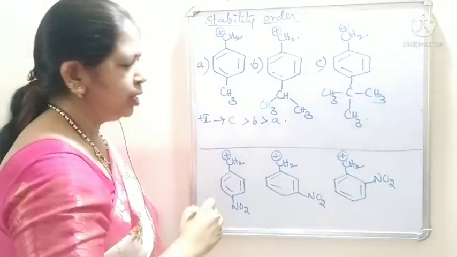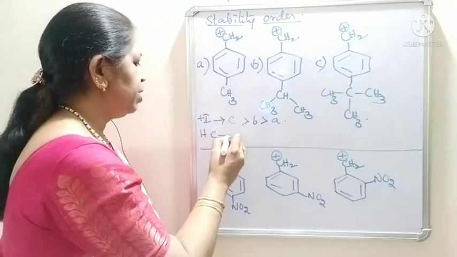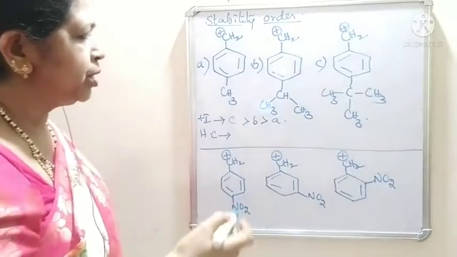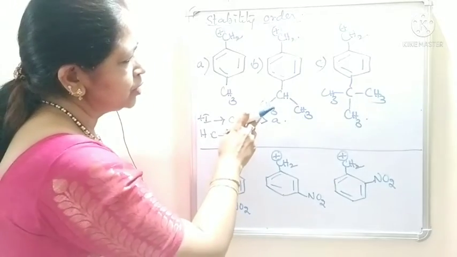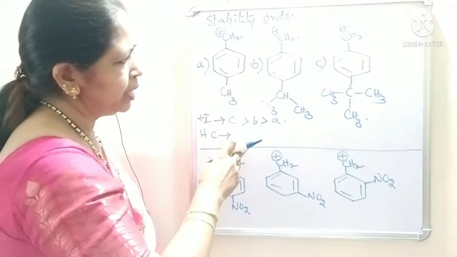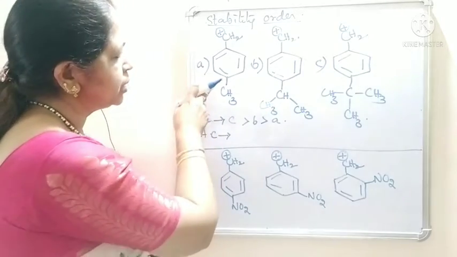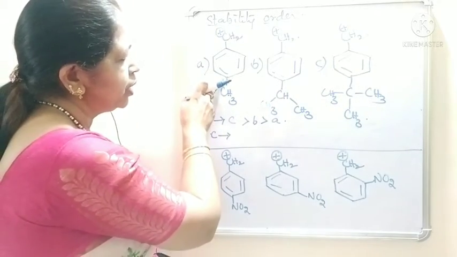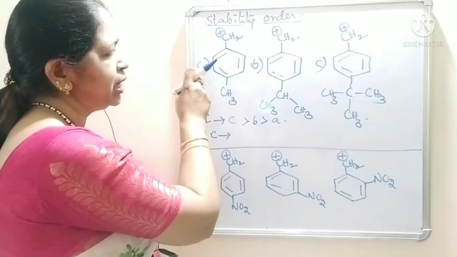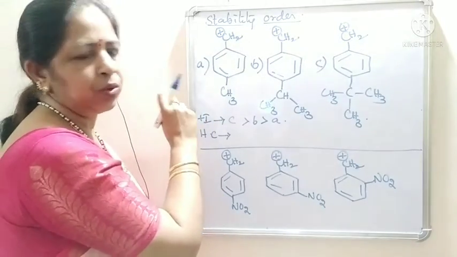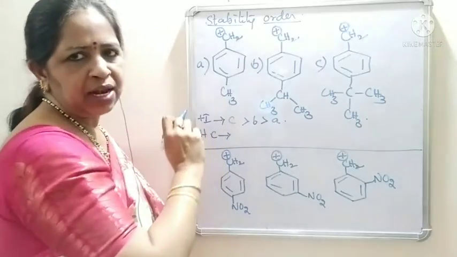Okay students, if we consider hyperconjugation, it is shown by the hydrogens present on the alpha carbon atoms. Alpha carbon means the carbon adjacent to the double bonded carbon. In this case, because of the double bond, the pi electrons are showing resonance. So this carbon attached to the benzene is the alpha carbon.